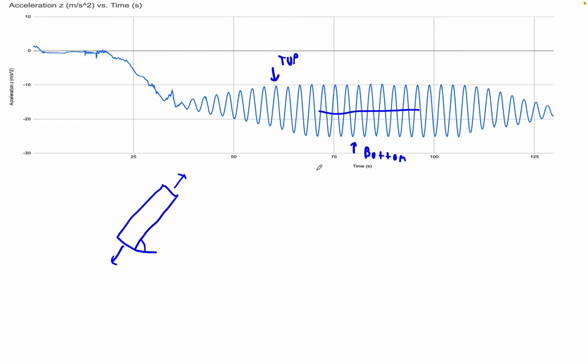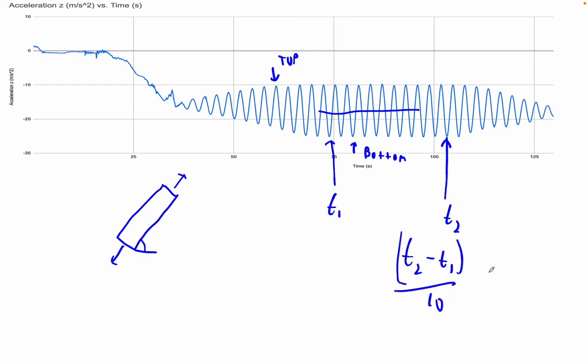Now, to find your period, you're going to do the same thing we did with the Ferris wheel. So find that time, and then you could go 10 cycles later: 1, 2, 3, 4, 5, 6, 7, 8, 9, 10, and find that time. T2 minus T1 divided by 10 is easier. You can do it in your head, right? Okay, I'll tell you the period's about 3 seconds or so. But anyway, go ahead and calculate the centripetal acceleration.